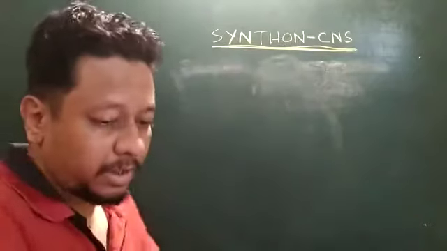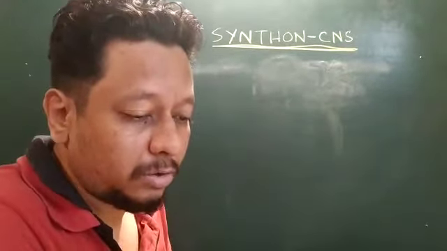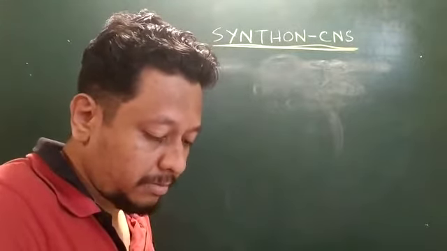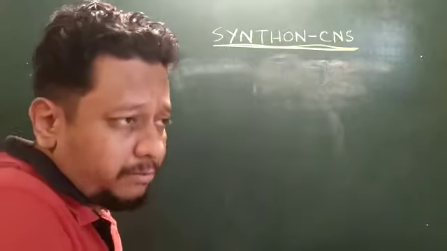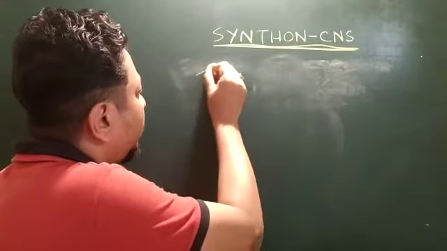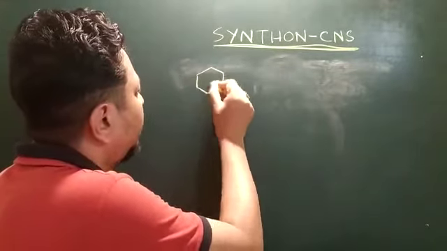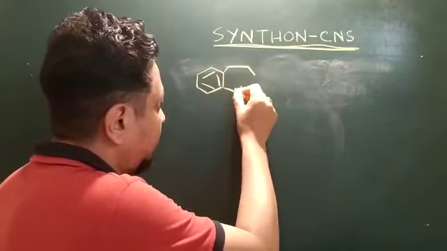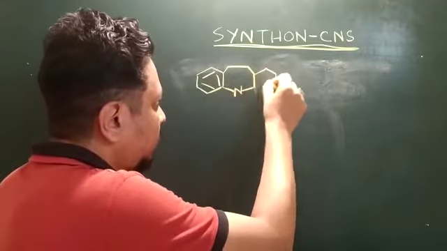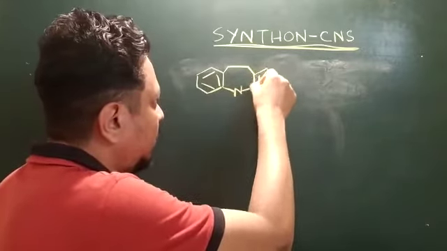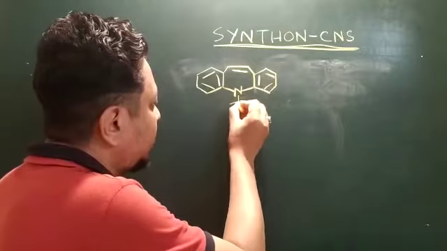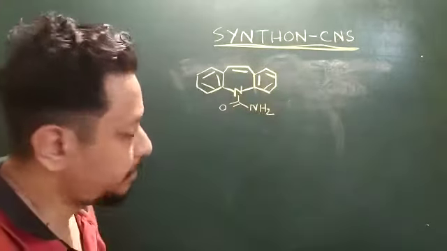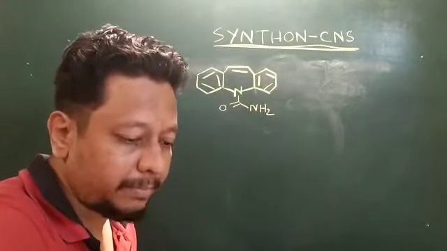That is a very famous CNS acting drug known as carbamazepine. If I draw the structure of carbamazepine, those who have referred to our earlier video, they know what I am talking about. So you have an iminostilbene type of structure, and you have a urea structure as well. So this is carbamazepine, which acts as an anti-epileptic agent.